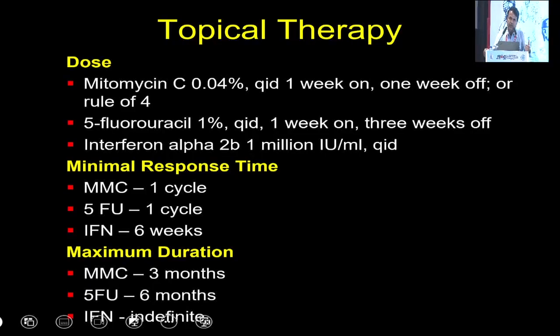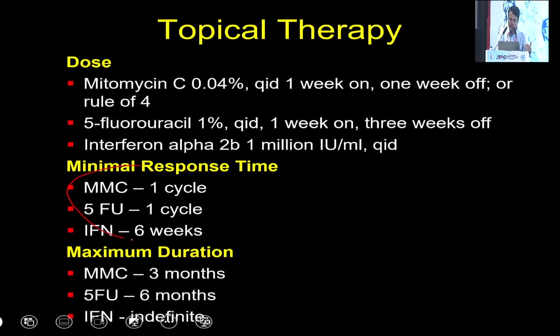Minimal response time. So when do you assess the response after starting this treatment? For mitomycin, it is 1 cycle. When the patient comes back to you after completing 1 cycle, you compare the photographs. That is the best way to assess. You take pictures, nice pictures, not on your mobile, but good slit lamp pictures, and compare head-to-head photographs. And if there is good response, then you continue. If there is no response, you have to change your strategy. In 5-fluorouracil, it is again 1 cycle, and interferon, it is 6 weeks.